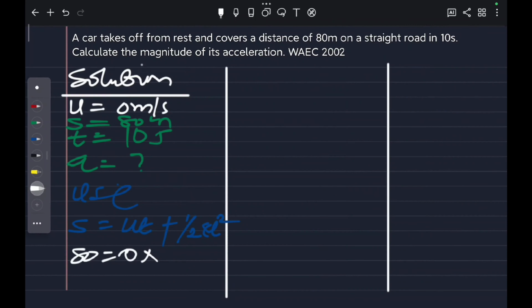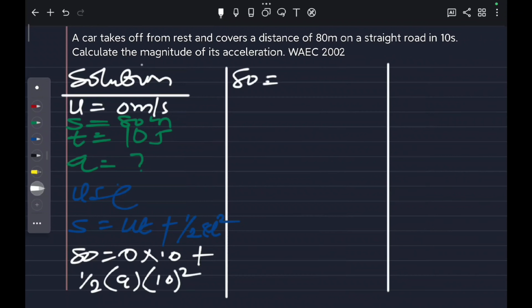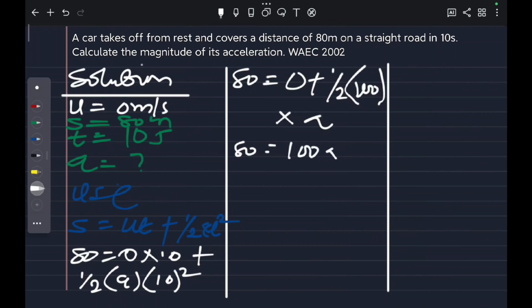We have S is equal to 0 multiplied by 10 plus half into A into 10 squared. So that 80 is equal to 0 plus half into 100 multiplied by A. So that 80 is equal to 100A divided by 2. Cross multiplying, you have 80 multiplied by 2 is equal to 100A. Divide through by 100.